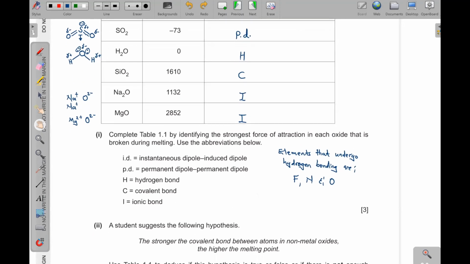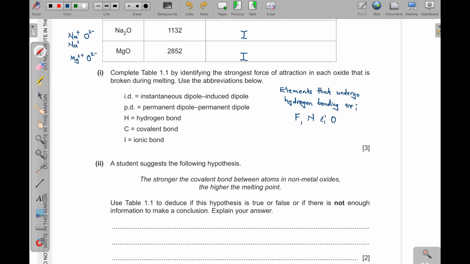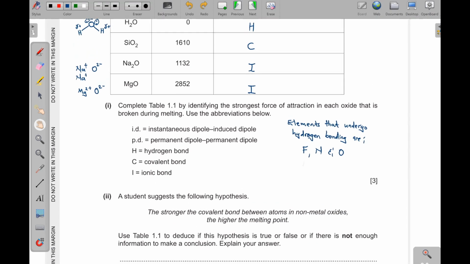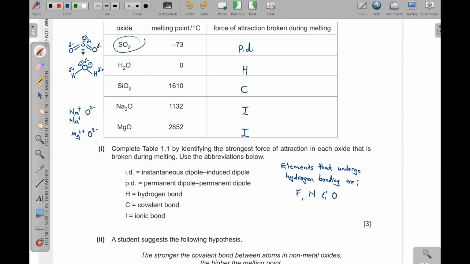When you check here, this person says that the stronger the covalent bond between atoms in nonmetals, the higher the melting point. Now, where do we have the nonmetal oxides? The nonmetal oxides, we are seeing this one here. We are also seeing this one here. But the forces that are being broken down are hydrogen bonding. Do you see this one? Hydrogen bonding. And then in here, yes, we are having the intermolecular forces of attraction. Here there is also intermolecular forces of attraction, but the strongest are these ones, the hydrogen bonds.